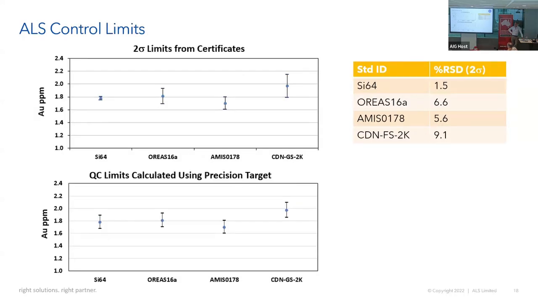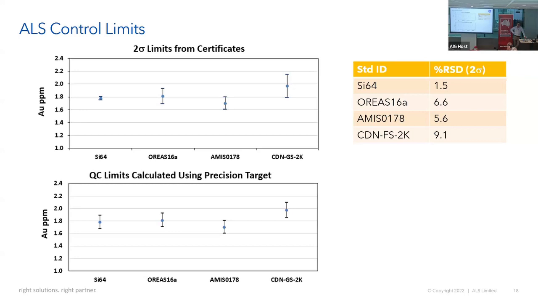ALS control limits. Here we've got 2 sigma limits for 4 different CRMs, despite them all having a very, very similar gold concentration of around about 1.8 ppm. You can see that those error bars range in size quite considerably. CRMs have differing ranges, even at relatively similar concentrations. And so ALS have adopted method precision because it establishes target performance expectations for the analytical method that are not a factor of the material itself. It ensures consistent targets within the method, and it takes into account method differences. Expectations are different for different types of methods.